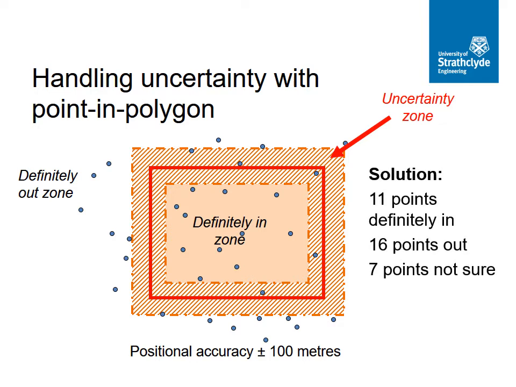So we have 11 points which are definitely inside our rectangle, and we have 16 points which are definitely out. But there are also 7 points like this one and this one and this one, where we're not entirely sure if it's going to be inside or outside the rectangle if we account for this positional accuracy.